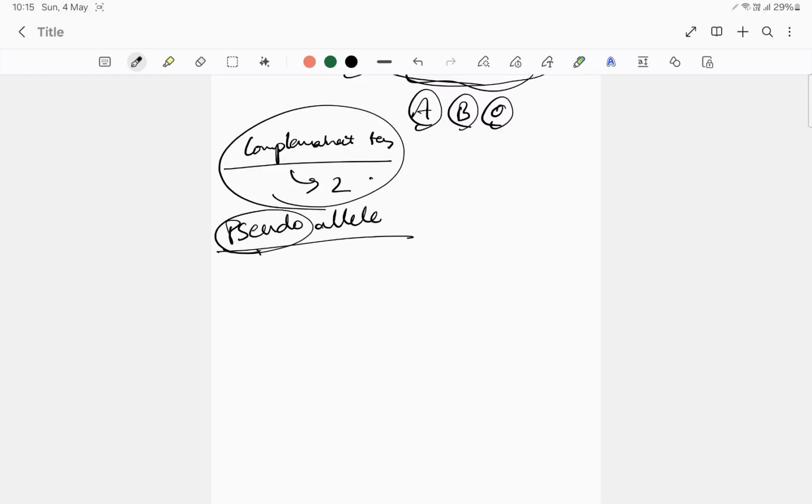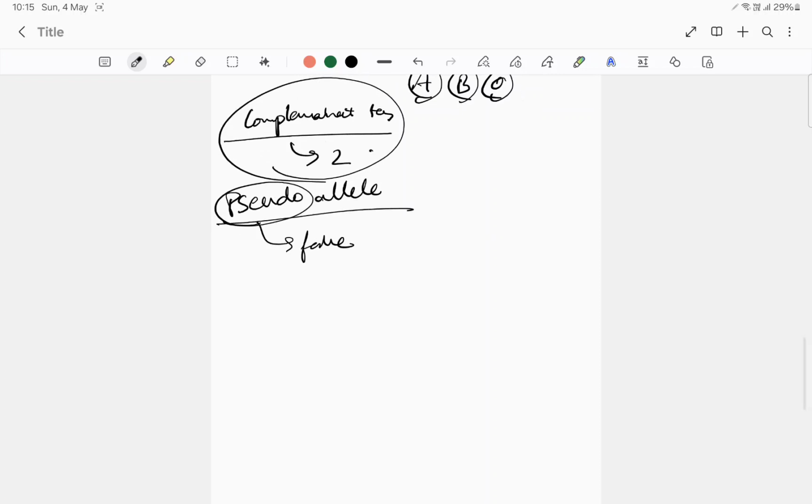As the name suggests, pseudo means false allele, right? What actually is this? For example, in a chromosome, this is the locus where only one allele will be present, right? If the locus is very complex, for example, A and B, both together are called one locus only, with subloci. These are subloci. These are functionally the same and closely linked, right?